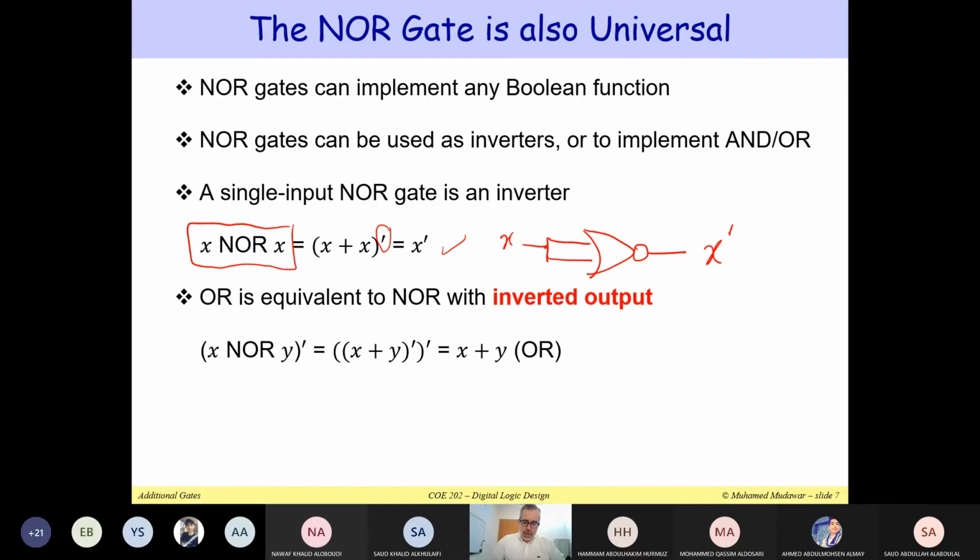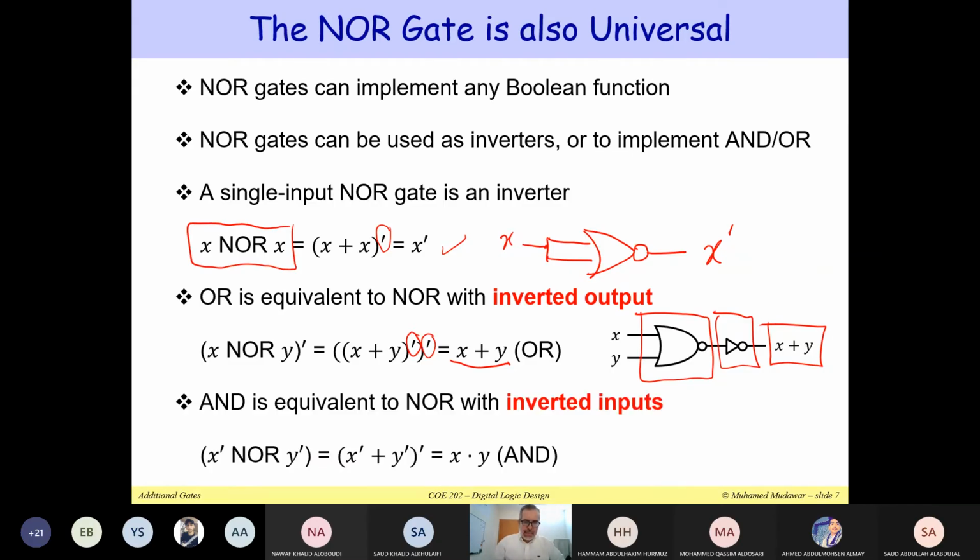I can use a two-input NOR gate with inverted output to get X or Y. This is shown here. So use a two-input NOR gate, followed by an inverter, and this will give me X or Y. Basically, we are inverting the output of the NOR, and this will give me OR. The NOR will give me not X or Y. So when you invert and then you invert again, you get X or Y.